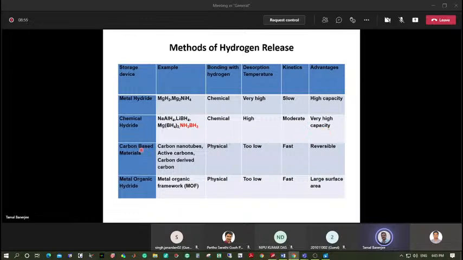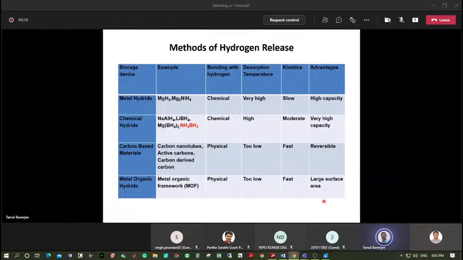Then you have the carbon-based materials: nanotubes, activated carbons, then carbide-derived carbons. These are all physical-based, with a very low desorption temperature. Kinetics is fast and it is reversible. While the metal organic hydrides, for example metal organic frameworks, have physical bonding, low desorption temperature, fast kinetics and a large surface area.